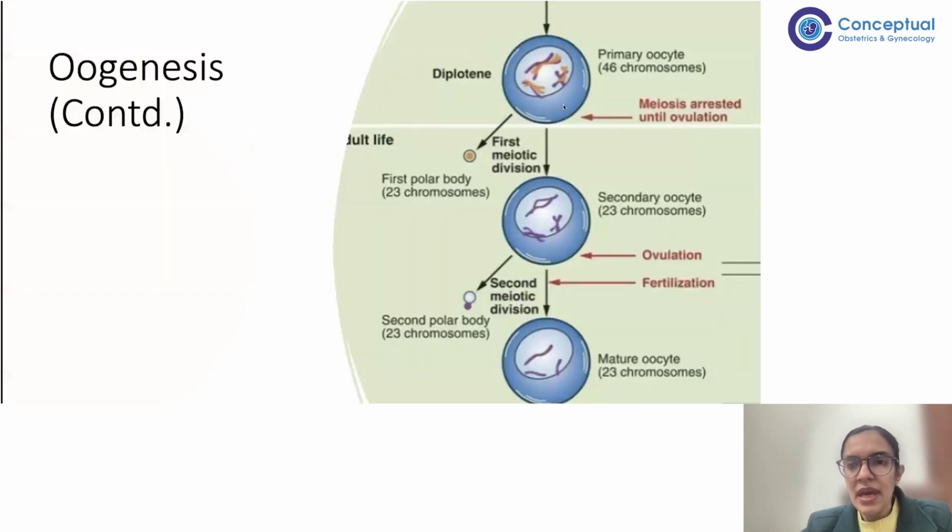So what happens from birth till puberty till ovulation is that all these primary oocytes are arrested in the diplotene stage of meiosis 1, M1, right? When ovulation occurs, when they are released, they undergo maturation. The one which is released will undergo maturation in the form of the first meiotic division getting completed, releasing the first polar body. And now what is remaining is the secondary oocyte.